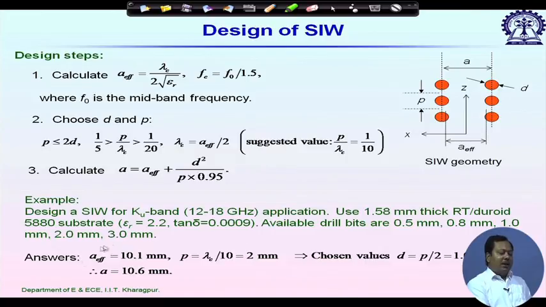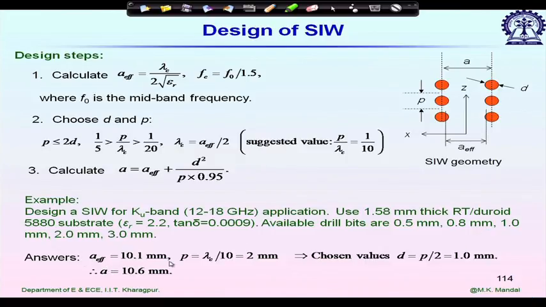So here I am showing the calculated values. A effective is 10.1. P we chose as lambda c by 10, which comes to approximately 2 millimeter. Then the chosen value is D equal to P by 2 to keep the leakage loss minimum, we are considering the limiting value, and the drill bit we have to use is 1 millimeter. And the corresponding A, according to this formula, comes to 10.6. So the midpoint to midpoint physical separation should be 10.6 millimeter. If you fabricate this structure in this substrate, it should support 12 to 18 gigahertz band applications.